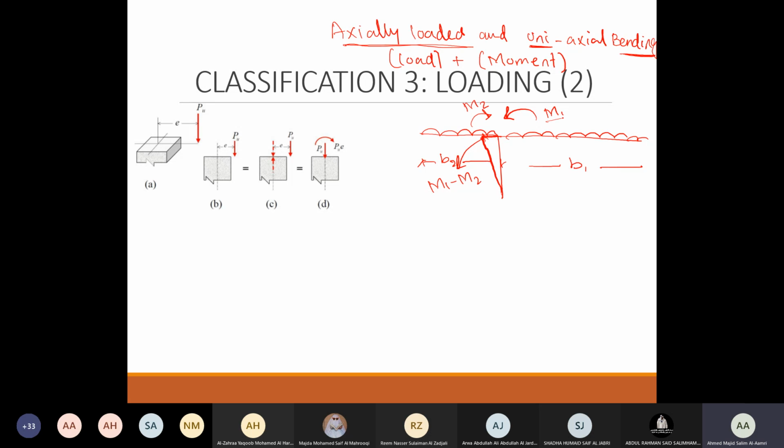Now, if M1 is greater than M2, then this column is not going to be in balance. It's going to rotate to the side of the bigger moment, the side of B1, the side of M1. Now, how many loadings do we have? We have one loading and one moment, so this is going to be case 2, where we have N and one moment, either in X or in Y. A scenario.